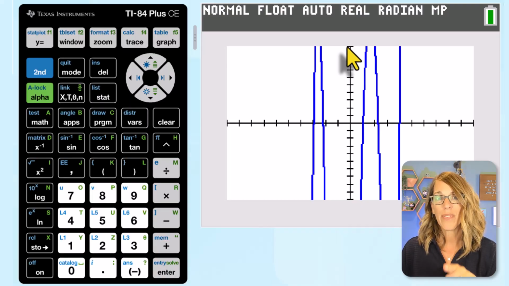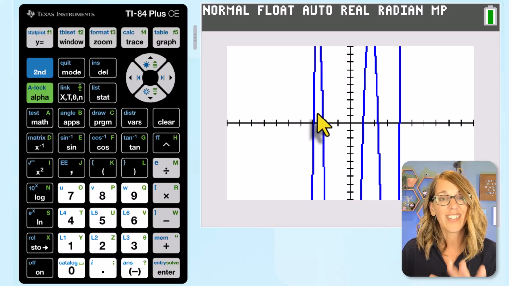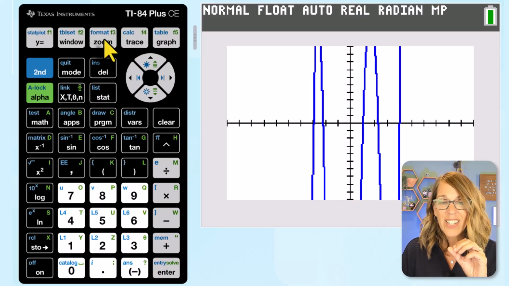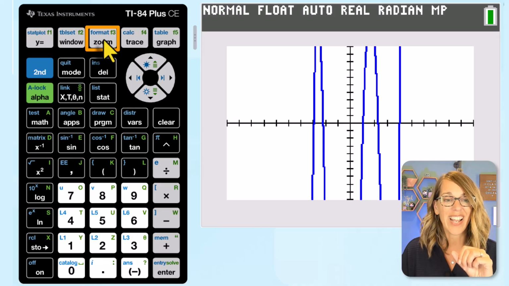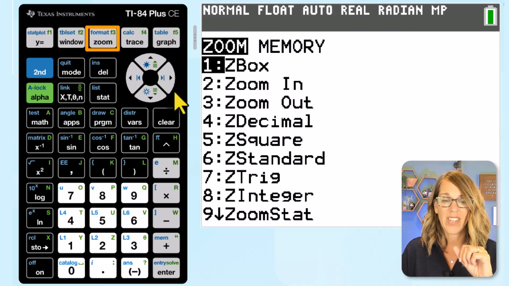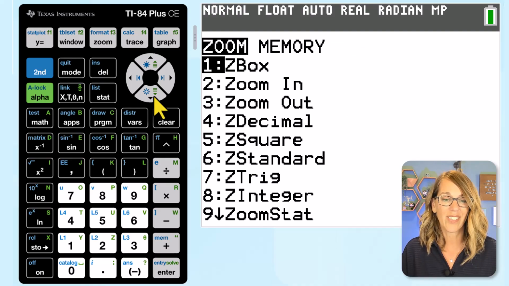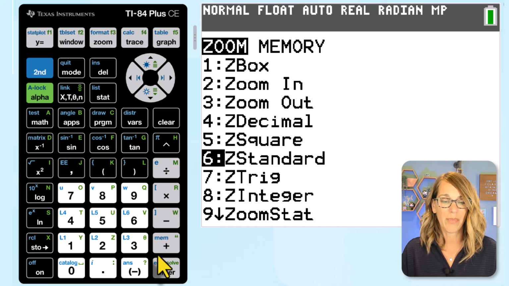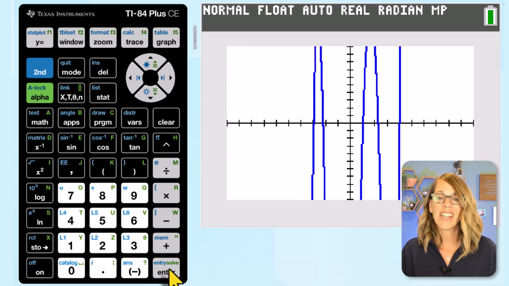But first things first, if your graph doesn't look like mine, you might need to do a zoom standard. So I'm going to hit zoom, and then zoom standard there is number 6, or you can arrow down to number 6 and then hit enter, just getting us back to that default viewing screen.